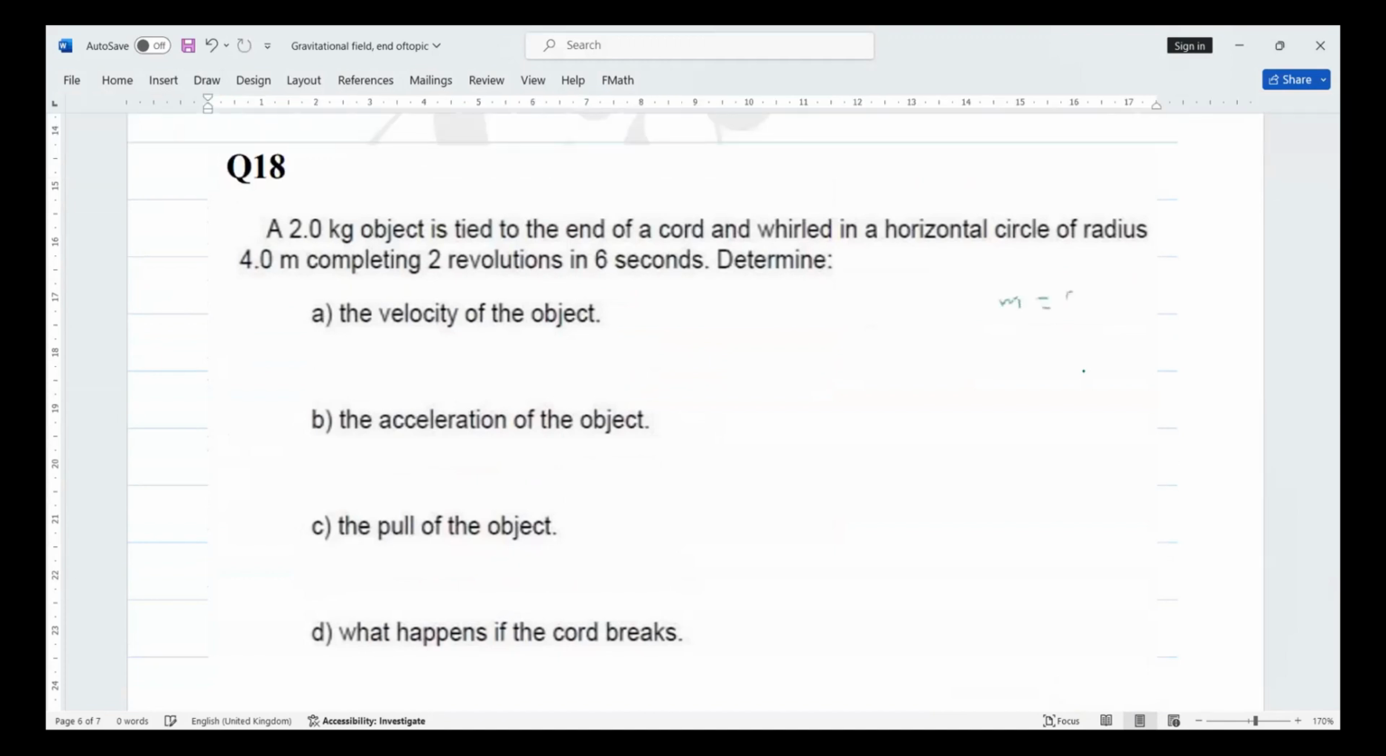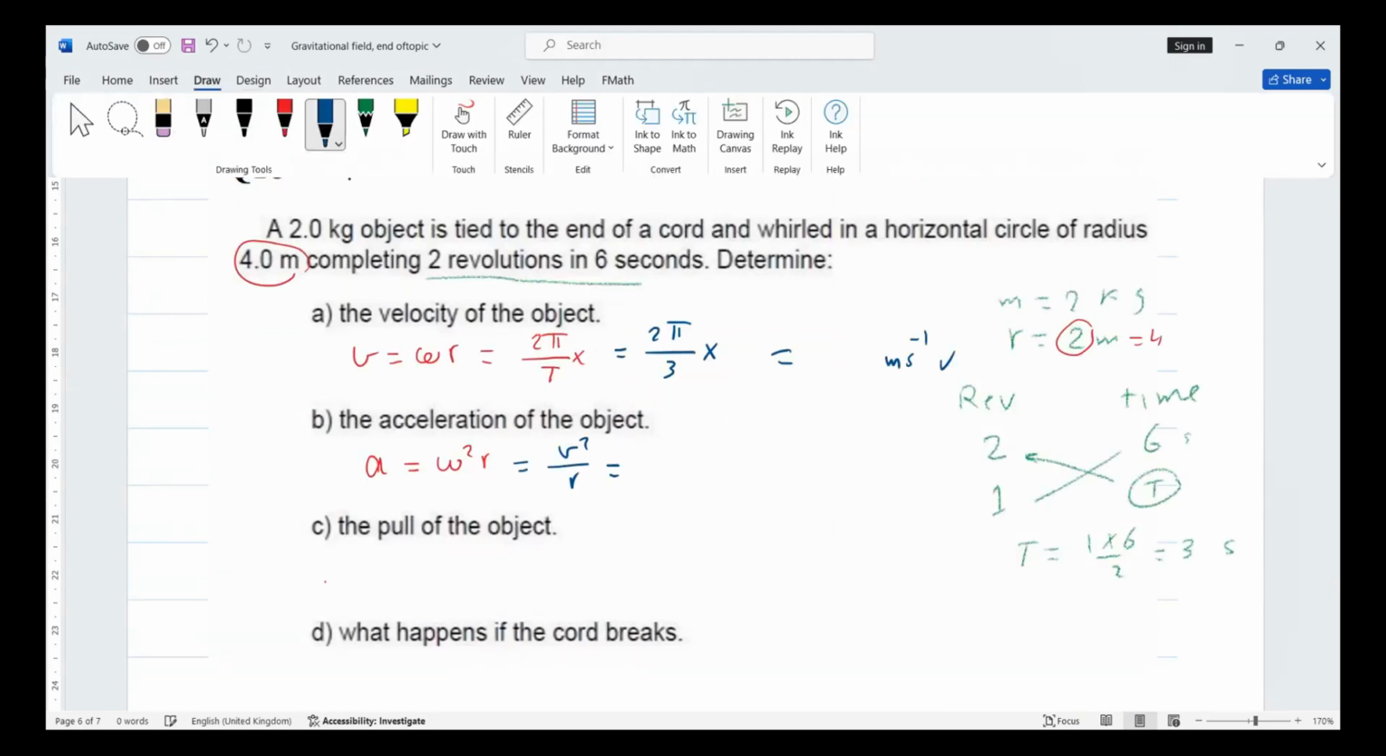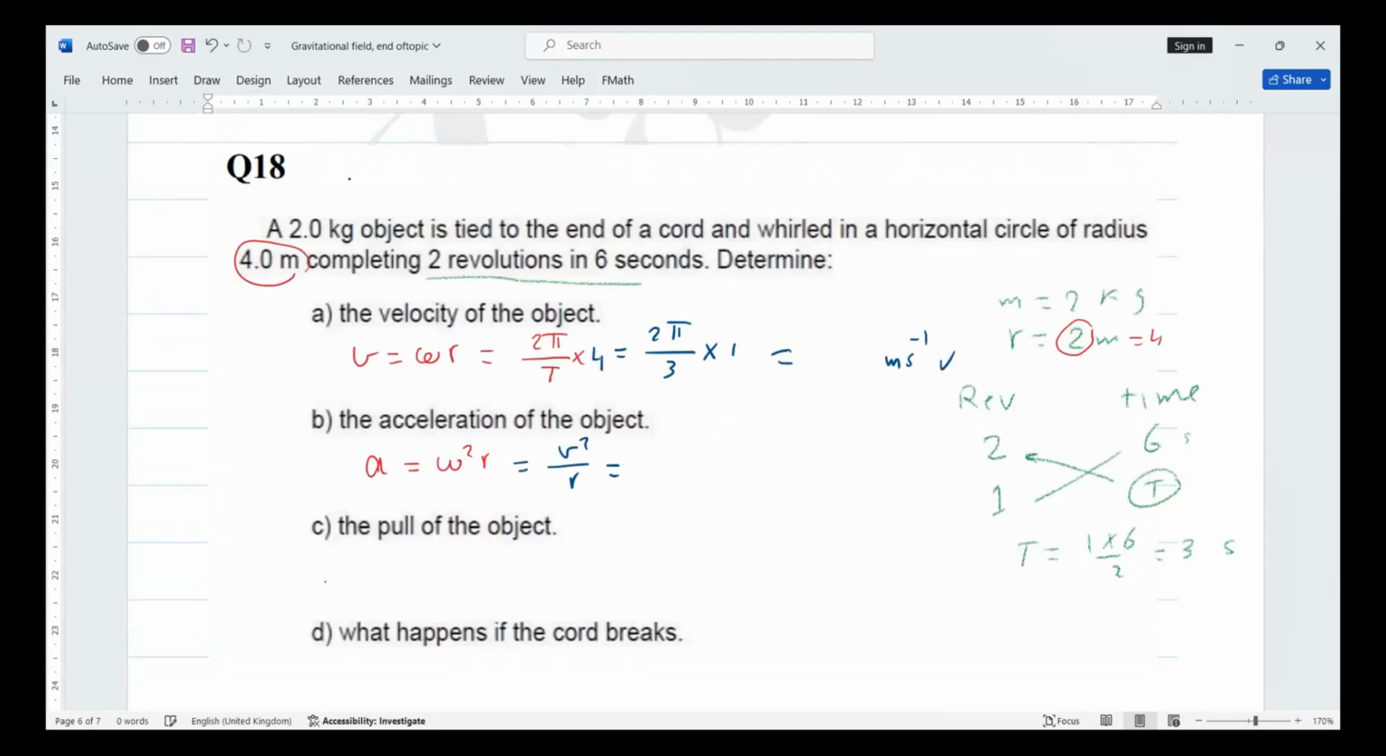M equals 2 kilogram and R here equals 4. So we multiply this by 4. Then we go back. 2 pi over 3 multiply by 4. So the answer is 8 over 3 pi, or 8.38.